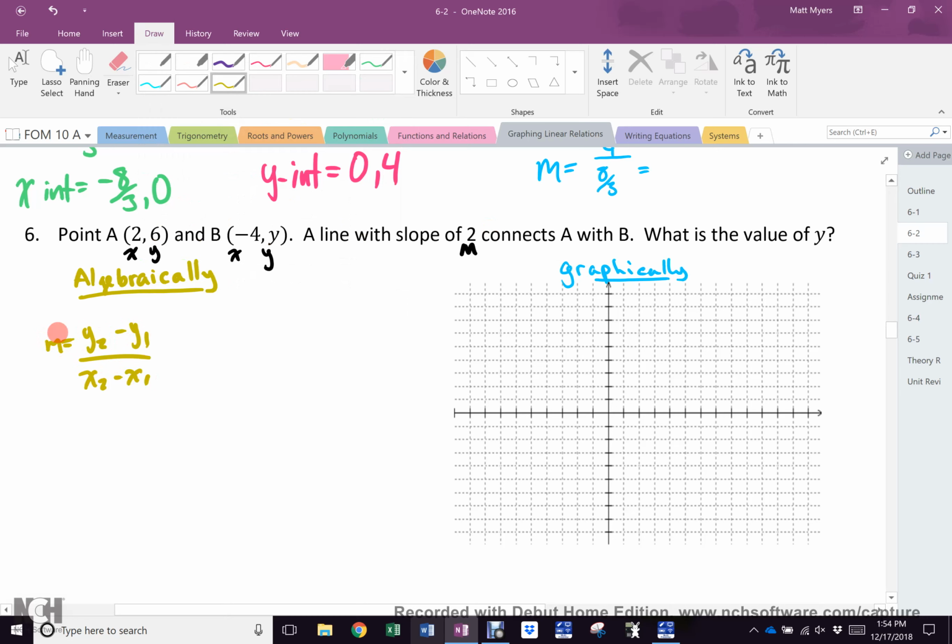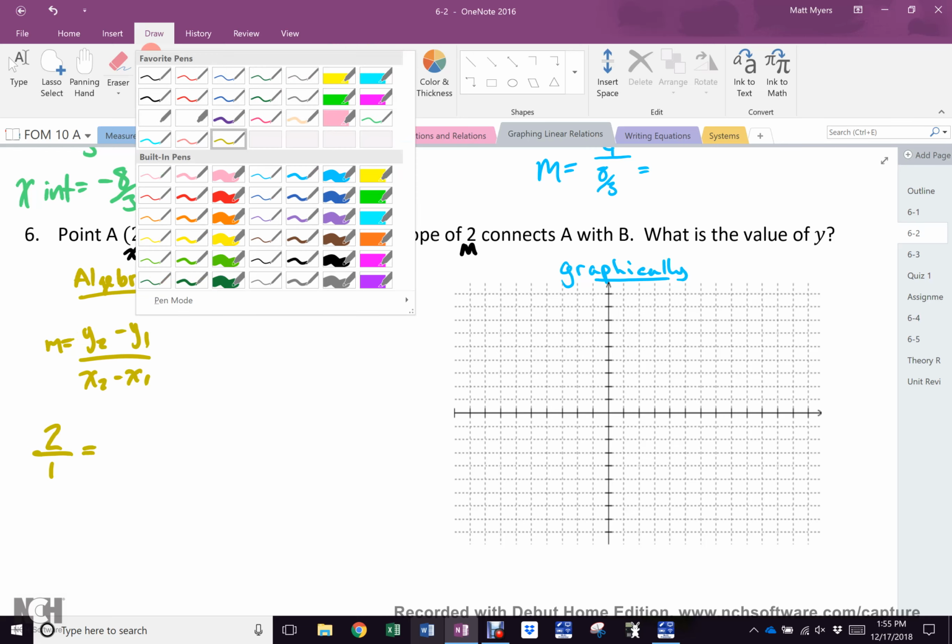Well, fill it in. What's m? 2. Since it's a slope, it should really be rise and run, shouldn't it? So what should go under here? 1 equals y2. Which one of those is y2? Does it matter? We just proved that earlier. So which one of those is y2? It doesn't matter. But if I label it, it makes it impossible to do this wrong.